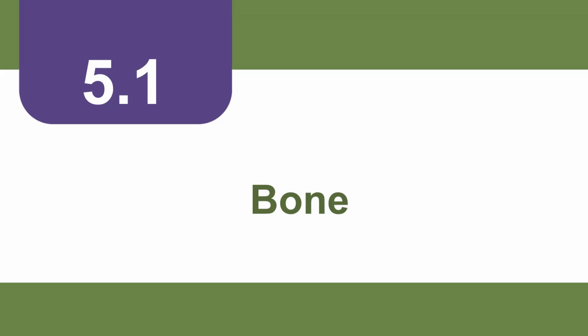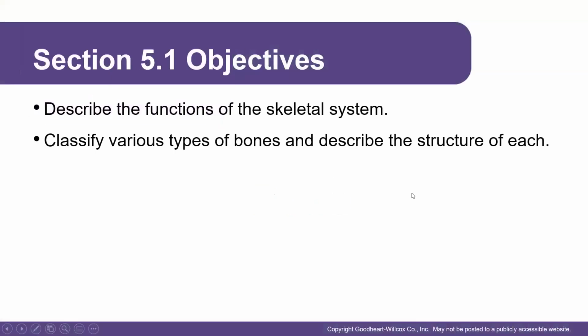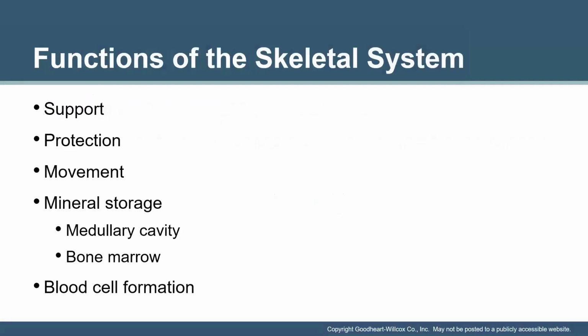So we're going to start with a discussion of bones, their composition, the entirety of the functions of the skeletal system, and then we'll go through some of the names and labeling as well. So the functions of the skeletal system are support, protection, movement, mineral storage, and blood cell formation.